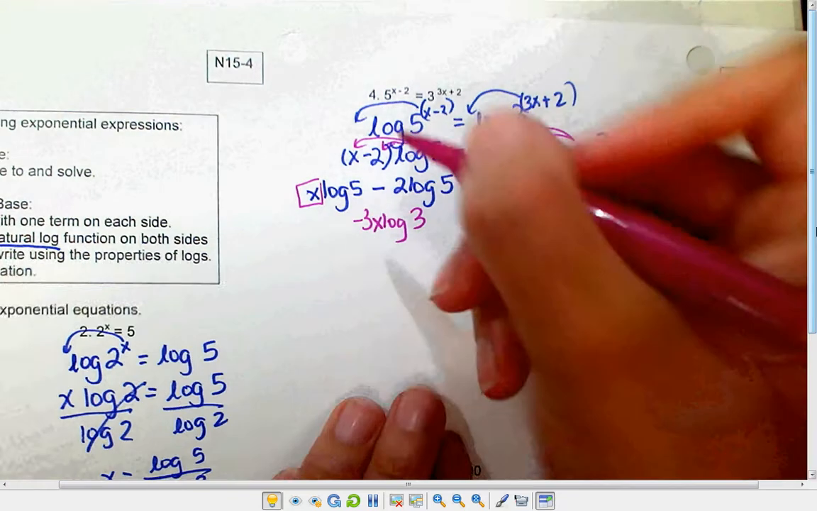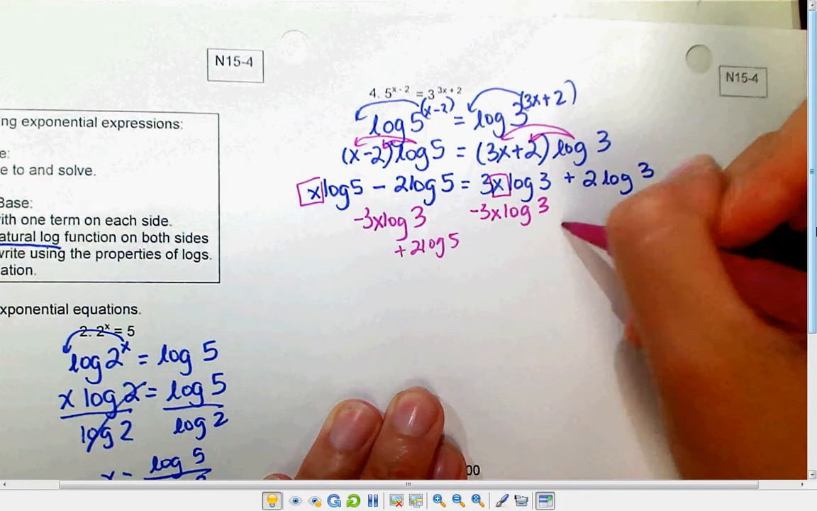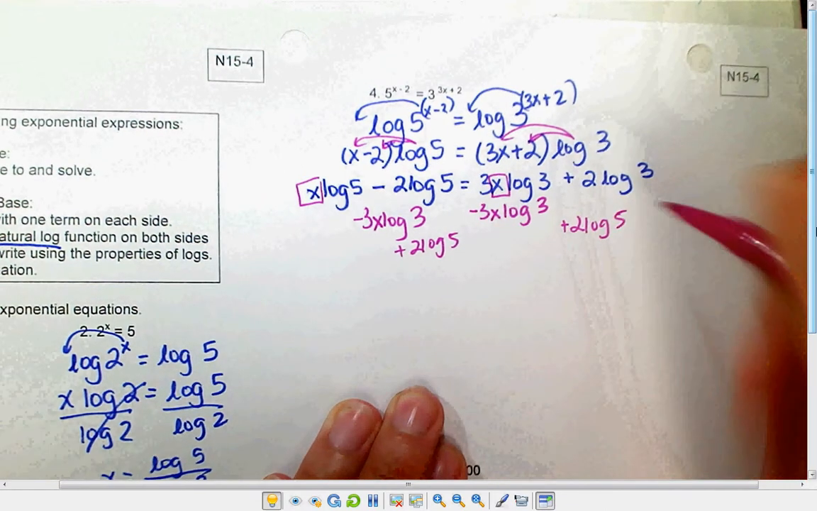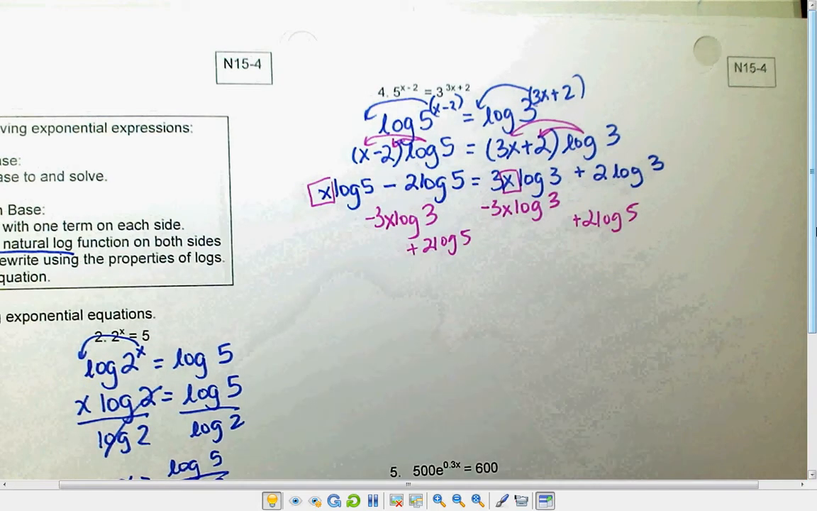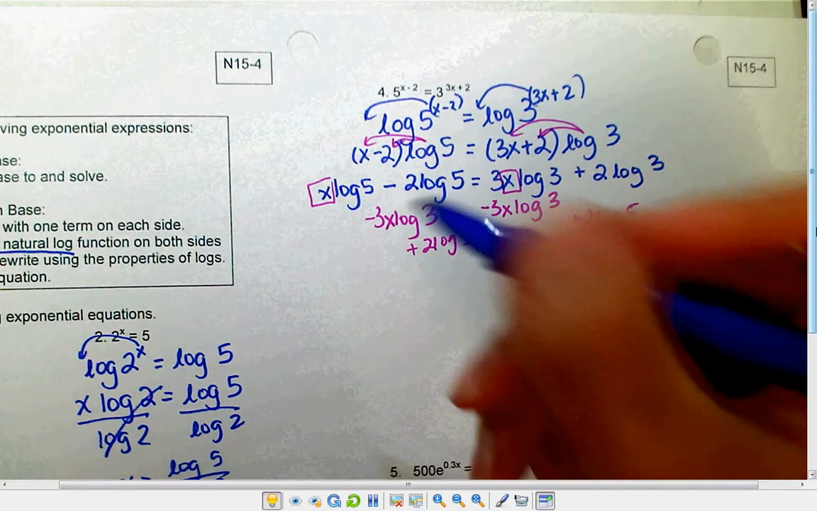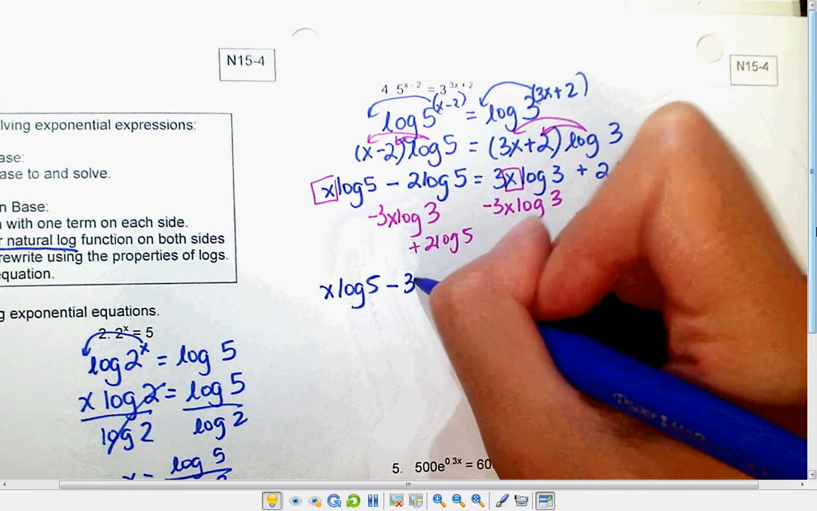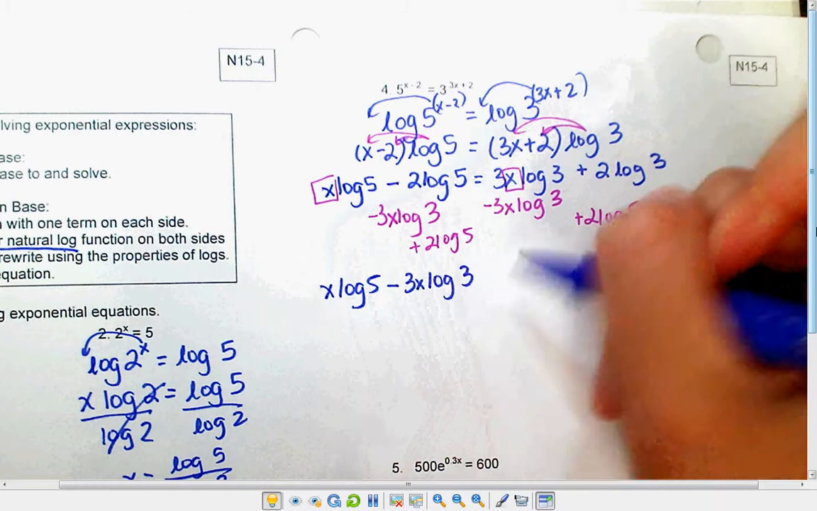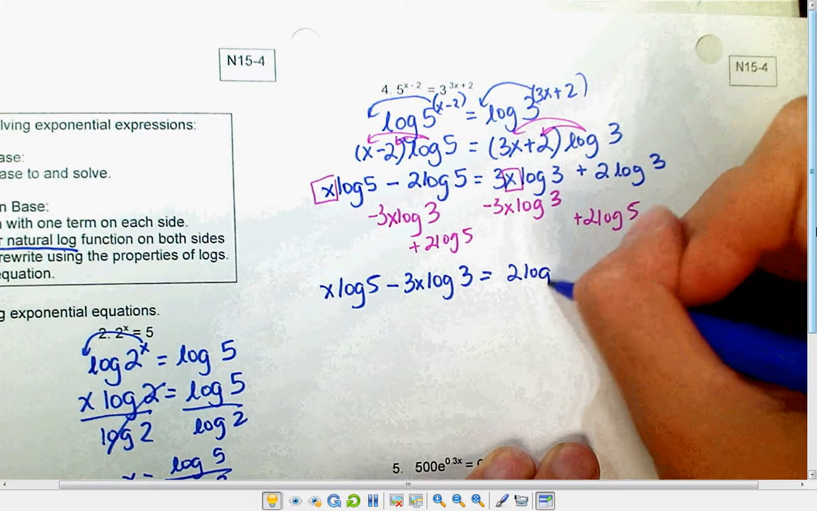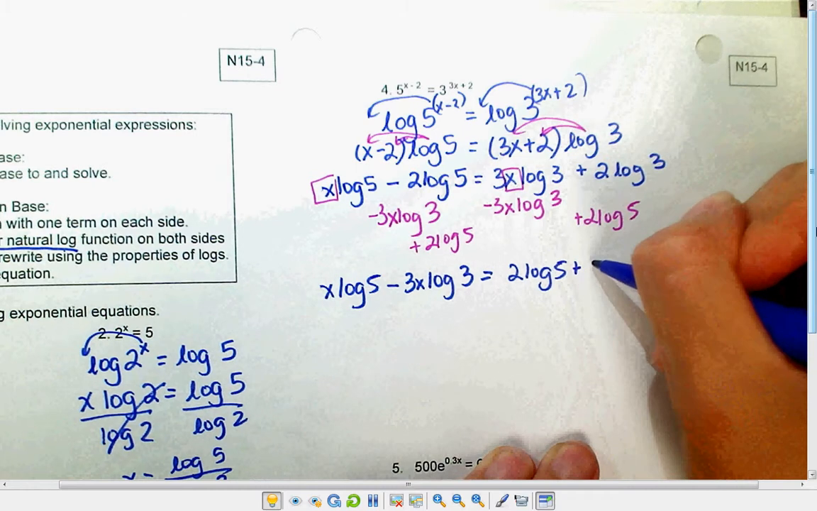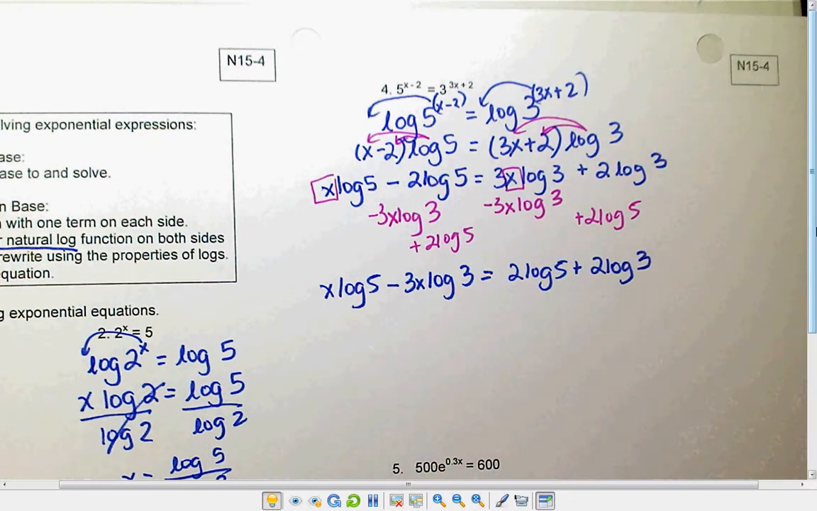What this does is it leaves me with both my x's on this side. So I have x log of 5 minus 3x log of 3 equals, and now I have these two over here. So 2 log of 5 plus 2 log of 3. So now both my x's are on one side.